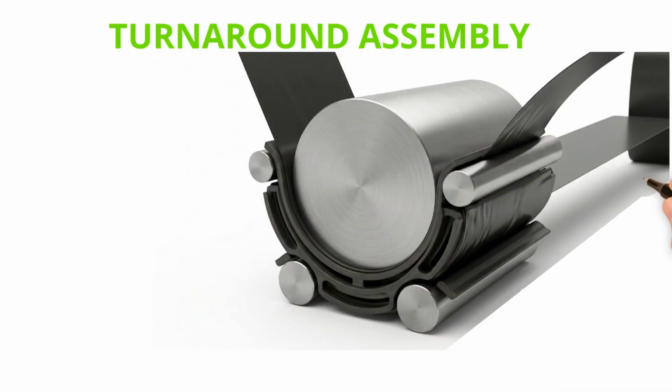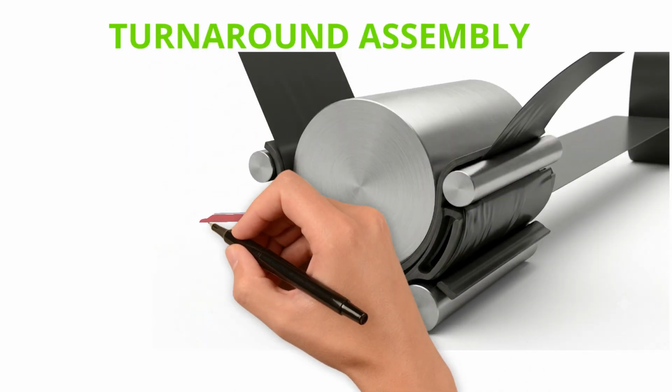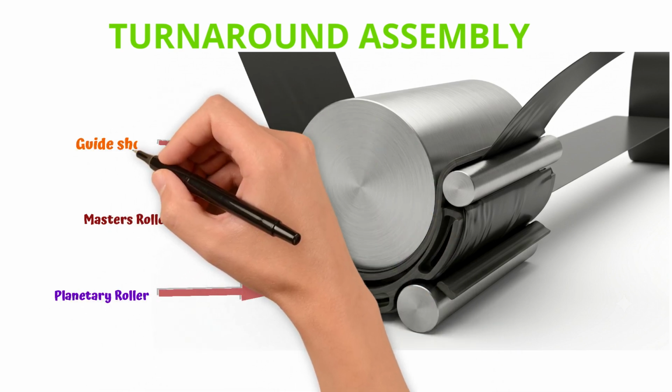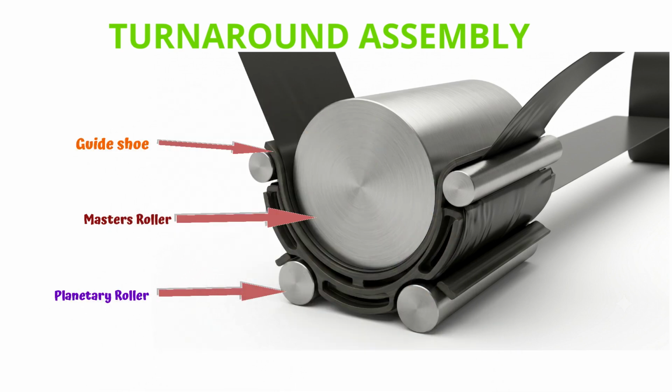The turnaround assembly consists of 3 main components: the master rollers, planetary rollers, and guide shoes. These components are located at the bottom of the transport rack assembly.